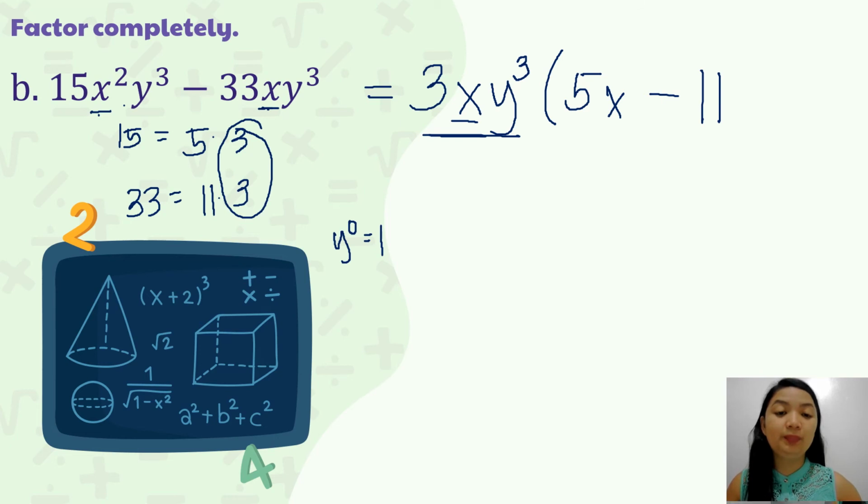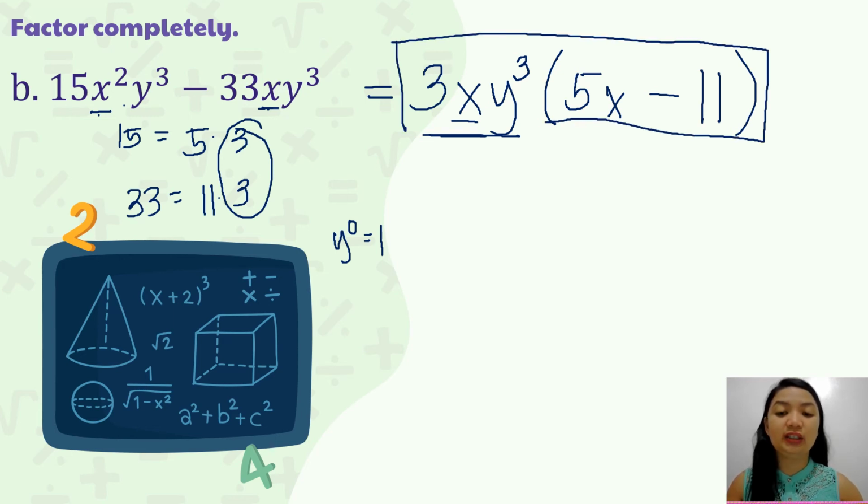And then again, we have x divided by x. We have the same exponent, so this is actually equivalent to 1. We also have y cubed divided by y cubed, so that is also equivalent to 1. So our factored form of the given is actually 3x y cubed times the quantity 5x minus 11.